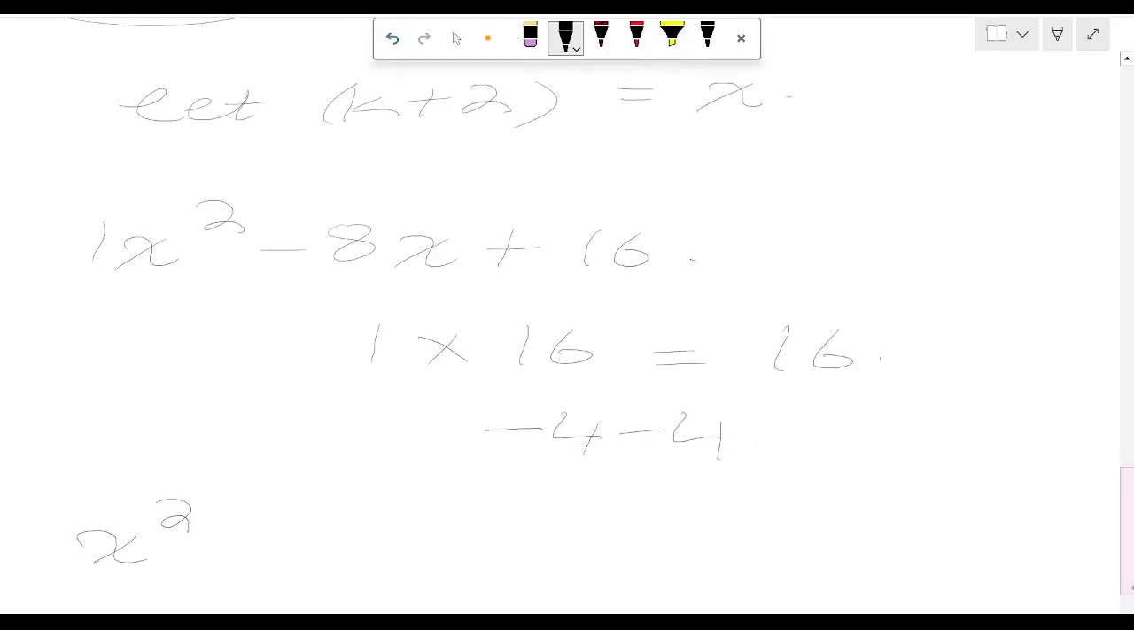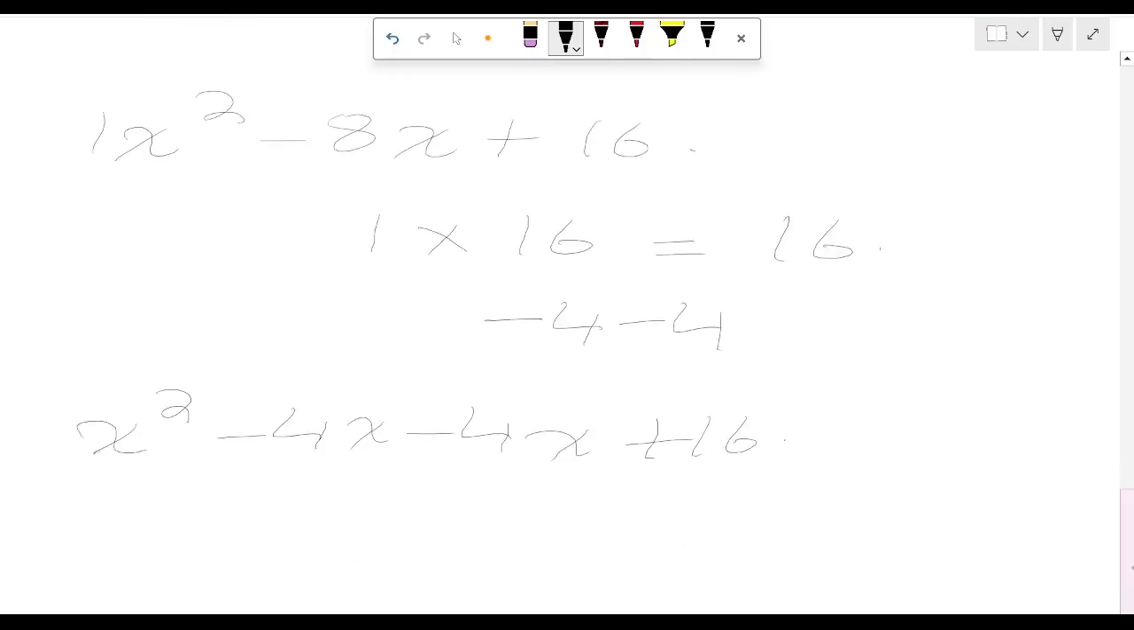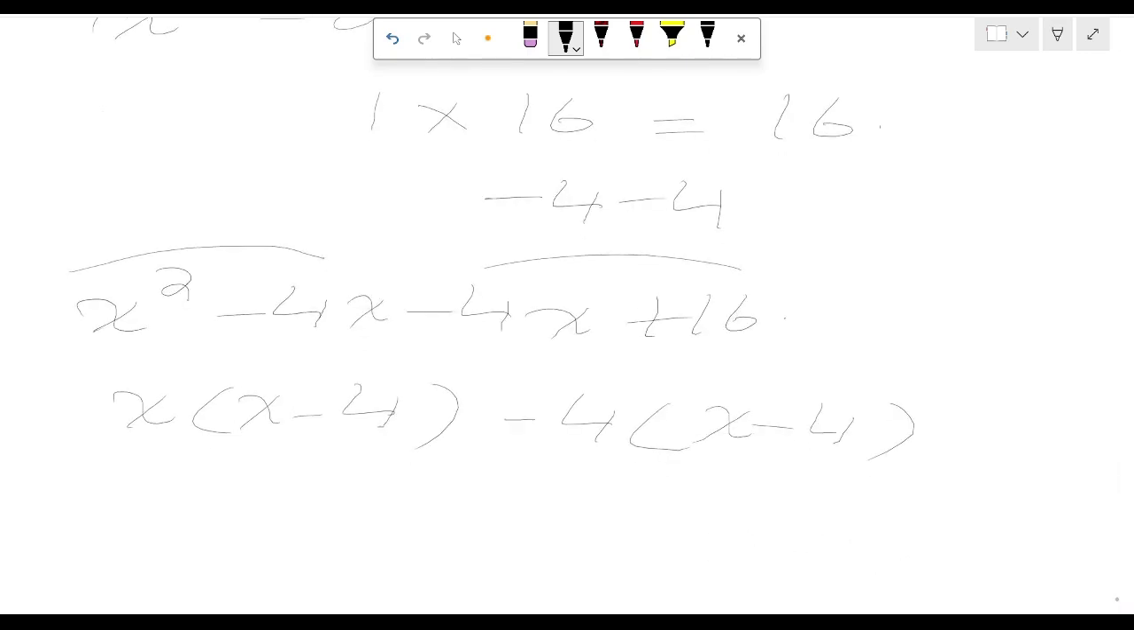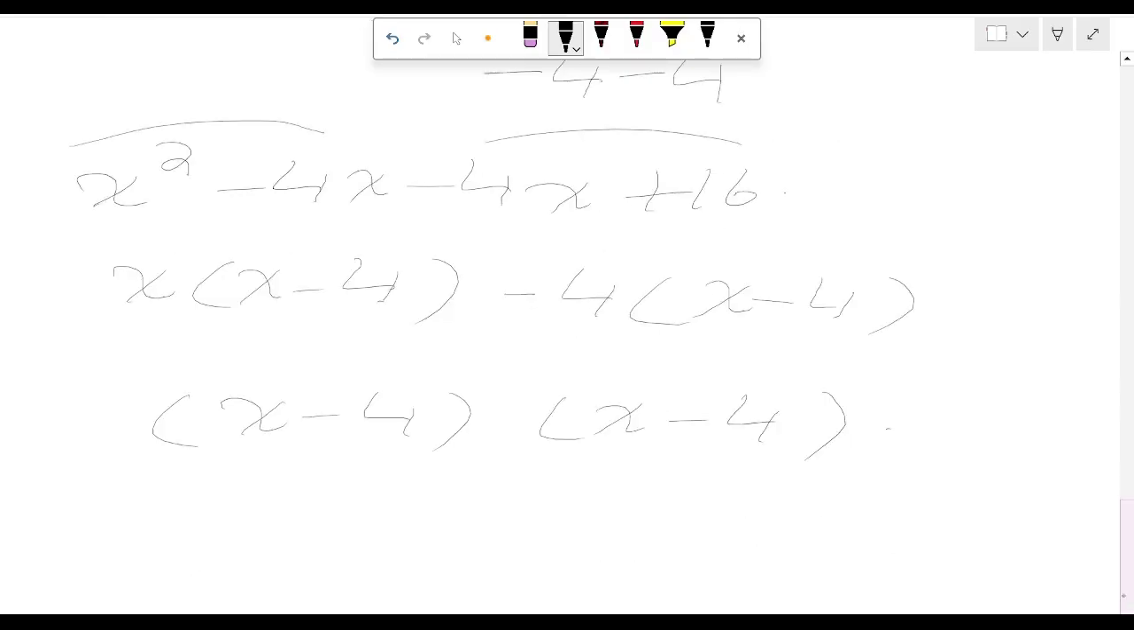So I'll write x² − 4x − 4x + 16. Now we have 4 terms, so we can pick the common between these two and these two. So I will write x(x − 4), then −4(x − 4), and in the end I will have (x − 4) and (x − 4) again. Okay, so the answer isn't completed yet.